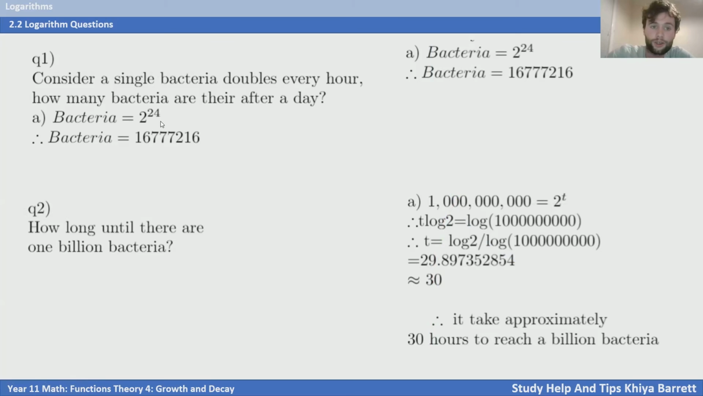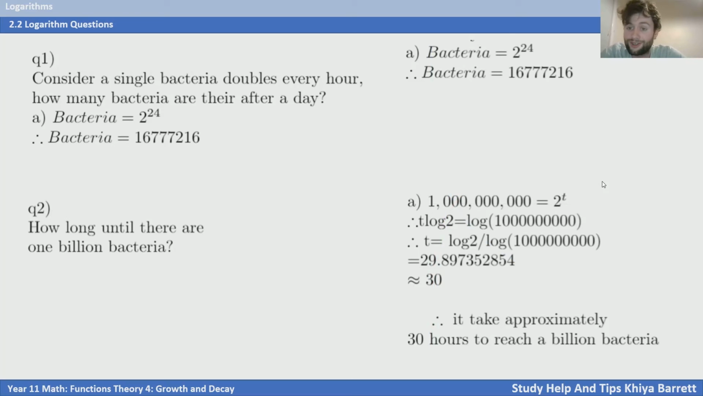So this is an equation using exponentials, right? Easy. Okay. How long until there are 1 billion bacteria? Here we have a more complicated question. We've got this number, 1,000,000,000. That's 9 zeros. So we have 1 billion.